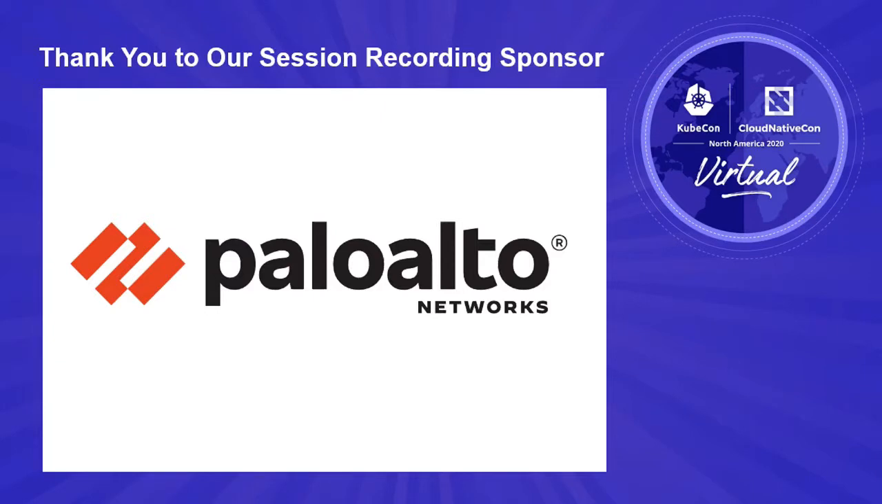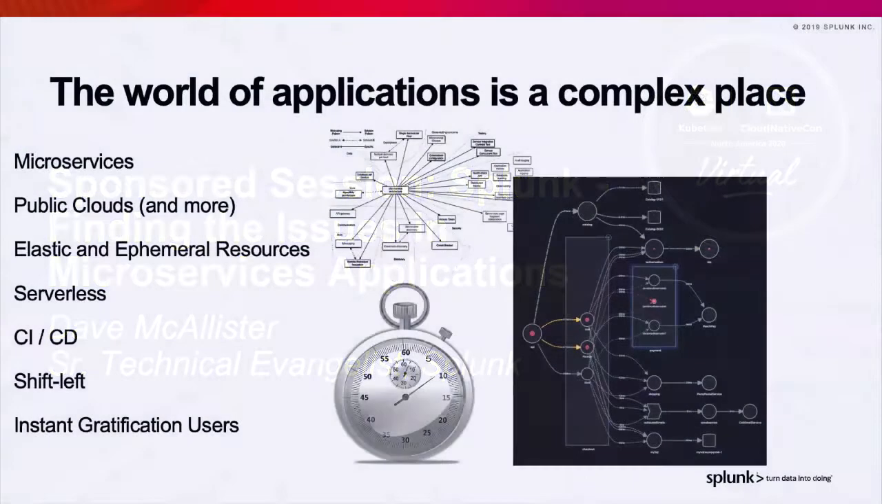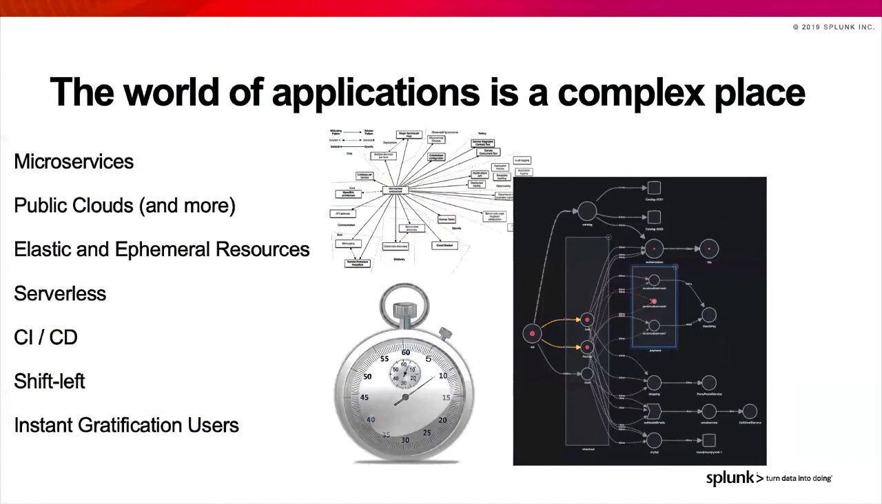In today's increasingly complex applications, we have microservices, public, private, hybrid, and multi-clouds, and we have elastic and ephemeral resources. We also have serverless environments. At the same time, we are working with CI/CD, shift left, and testing issues, as well as the fact that our users now expect instant gratification. So let's look at how Splunk APM helps solve these problems.